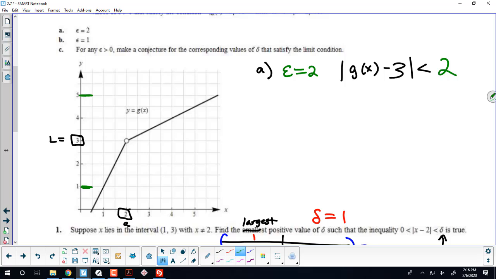So we go from 5, the upper value, over to the function, and then we need to go down to figure out what x value that corresponds to. So that's corresponding to an x value of 6. Same thing with the lower bound on the y-axis. Go over to the function and down to the x value here at 1.